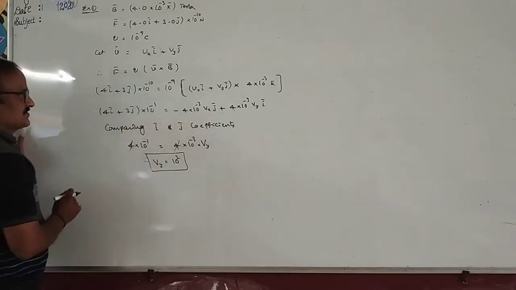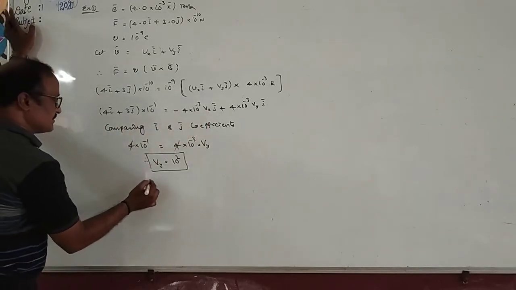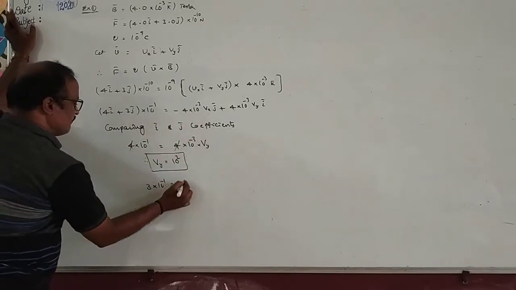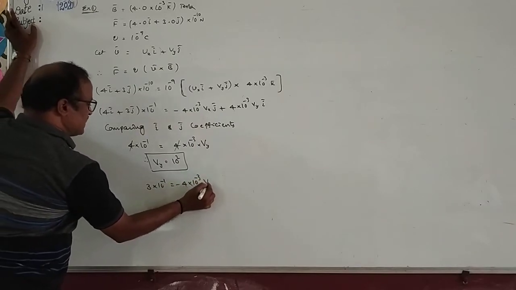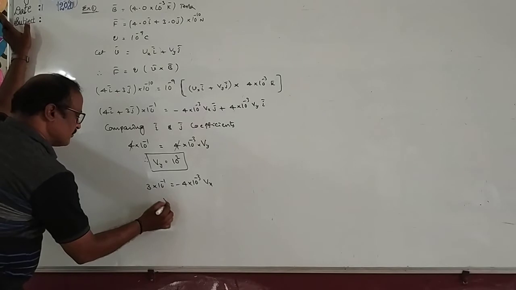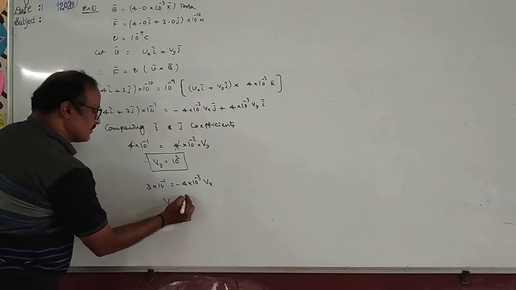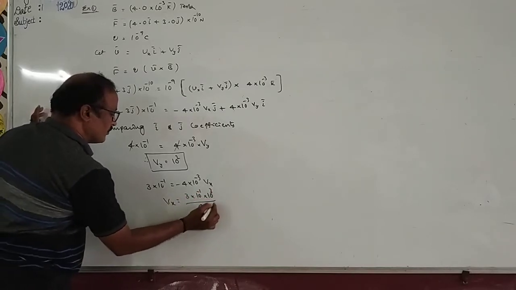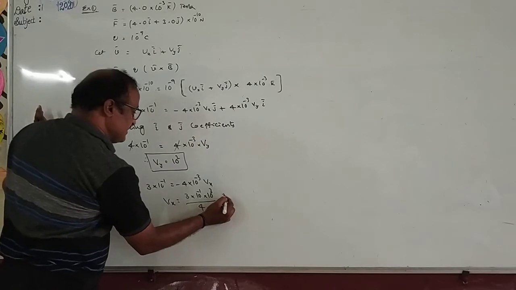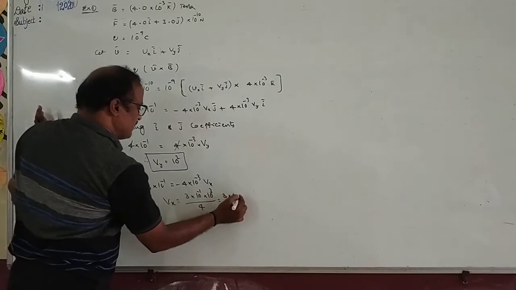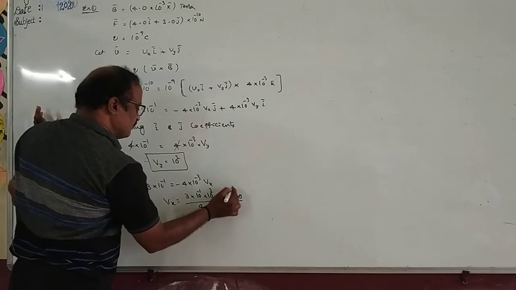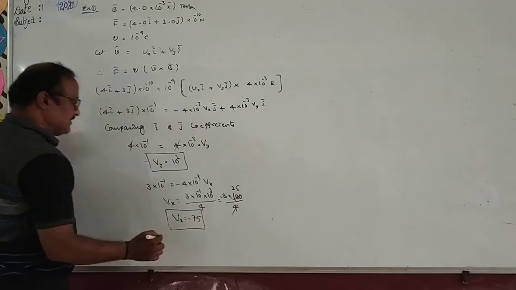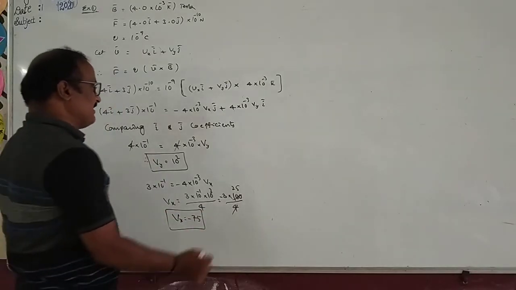And for the J cap components: 3 into 10 to the power minus 1 is equal to minus 4 into 10 power minus 3 into Vx. Therefore, Vx is equal to 3 into 10 to the power minus 1 into 10 cube by 4. That is 3 into 100 by 4, minus 75. Therefore, Vx is equal to minus 75. Vy is equal to 100 and Vx is equal to minus 75.